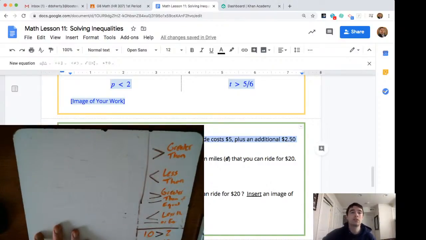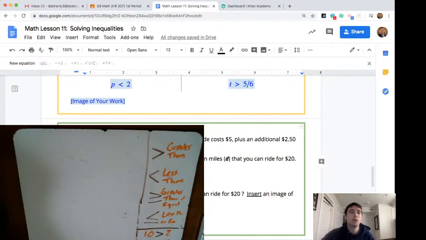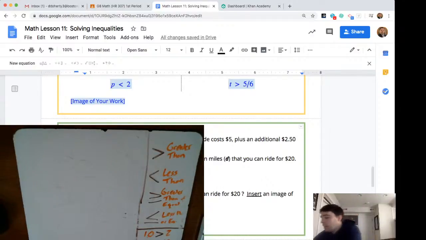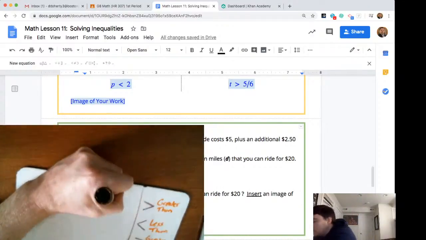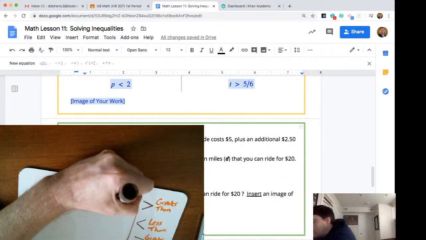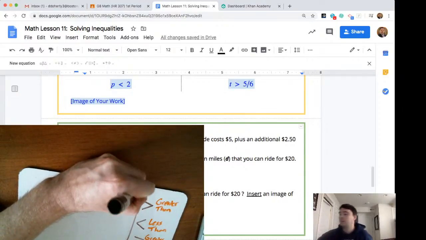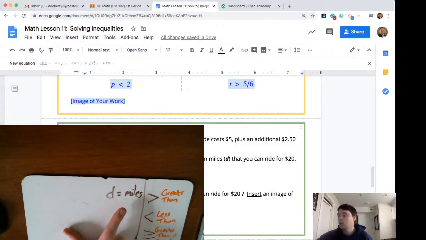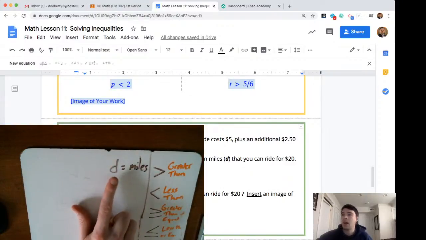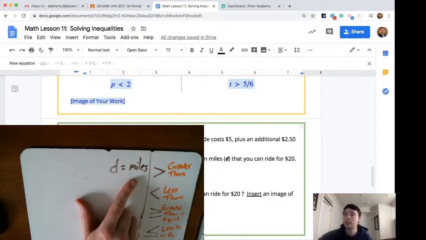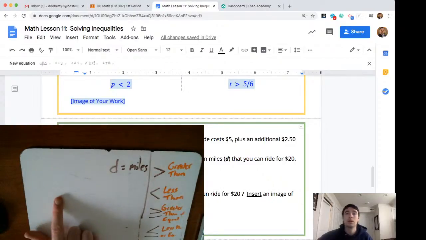So in our case, for part A, it says write an inequality to determine the distance in miles that you can ride for $20. And they're asking us to use D to represent the distance in miles, and I'm just going to say miles because that's easier than writing the whole thing out. So the variable D is going to represent how many miles we take this Uber. And I'm going to just start writing and thinking about what's going on with this Uber.